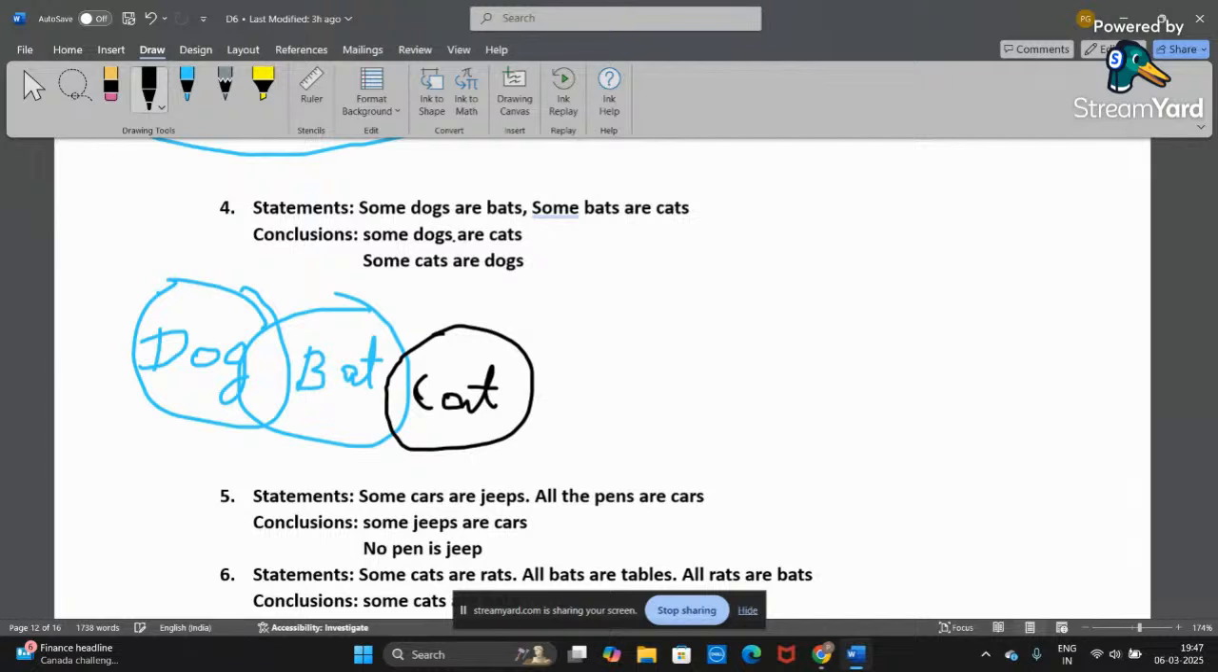So we'll see the statement. Some dogs are cat. No, it is not in this circle. So no, some dogs are not cat. This does no dogs are cat. So this conclusion is wrong. Some dogs are cats. No, it's not right. So it is wrong. Some cats are dog. No, even this is wrong. So in this, none of the conclusions are right. So both are wrong. Okay. Now let's move on to next one.